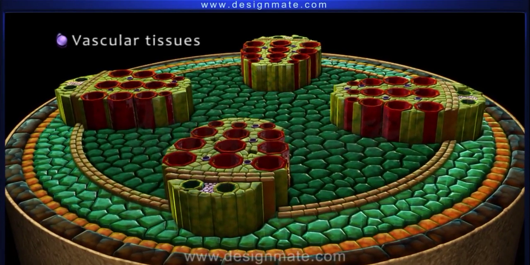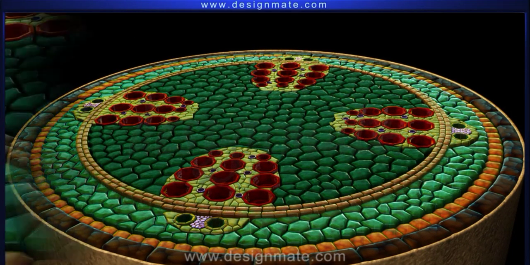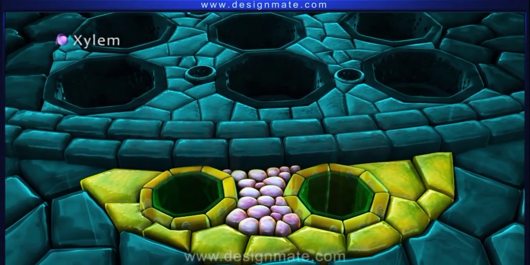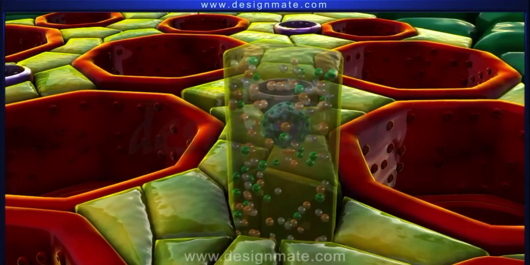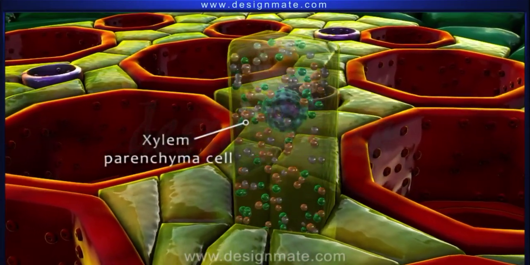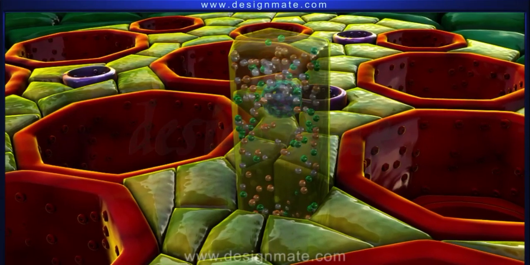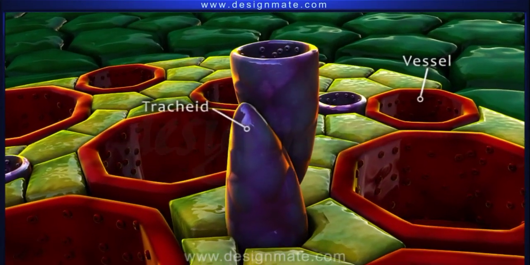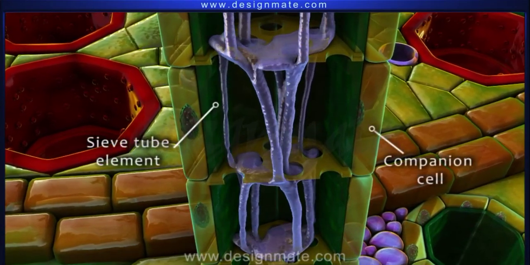Recap. A quick recap tells us about the vascular tissues, xylem and phloem. The xylem consists of different types of cells: xylem parenchyma, tracheids and vessel members. The phloem consists of sieve tube elements and companion cells.